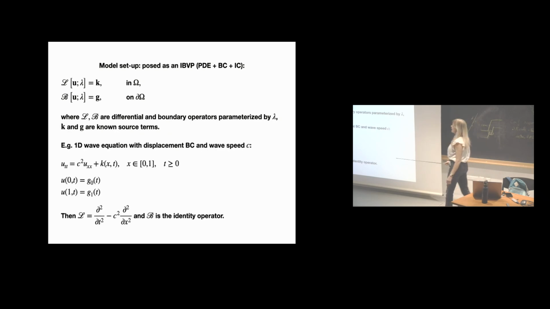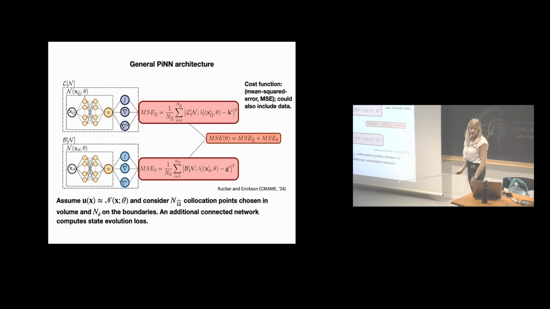For example, if you have the 1D wave equation here with the wave speed c squared and some source terms, then your L is just, again, the second temporal derivative minus c squared times the second spatial derivative, and B is the identity operator. It's just an example of what those look like in a real equation.